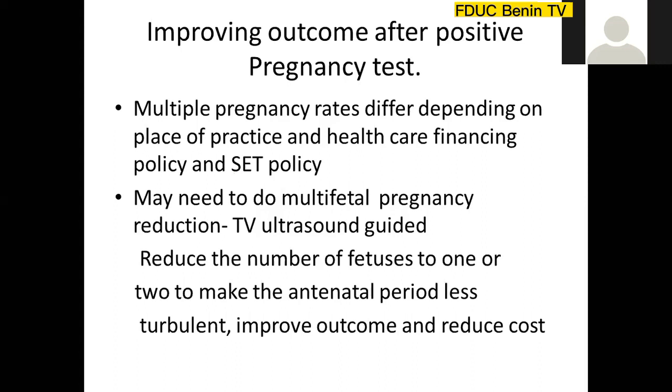You take the crown rump length and measure it. The one with the lowest crown rump length for that gestation is the one that you should take out. And you avoid any close to the cervix. Avoid any close to the cervix. And when is this procedure done? Between the 7th and the 9th week.